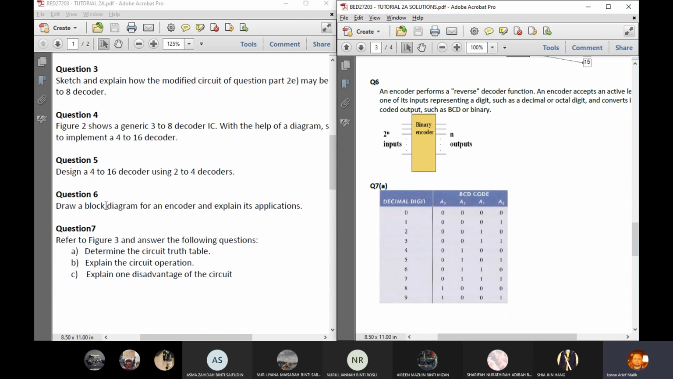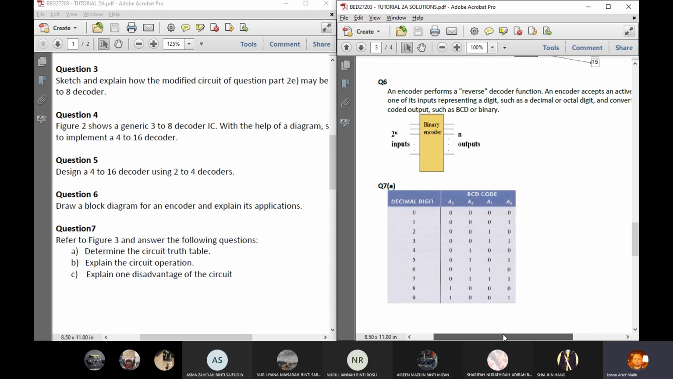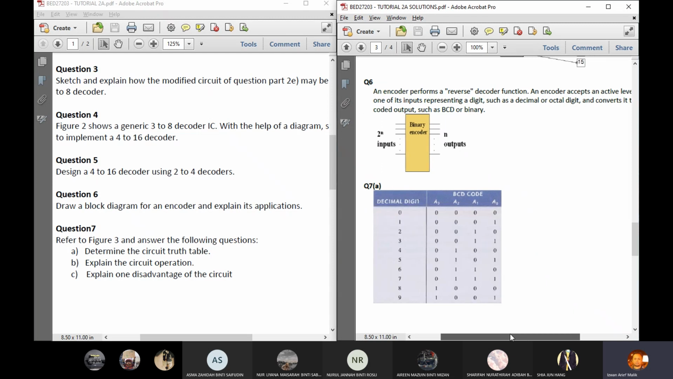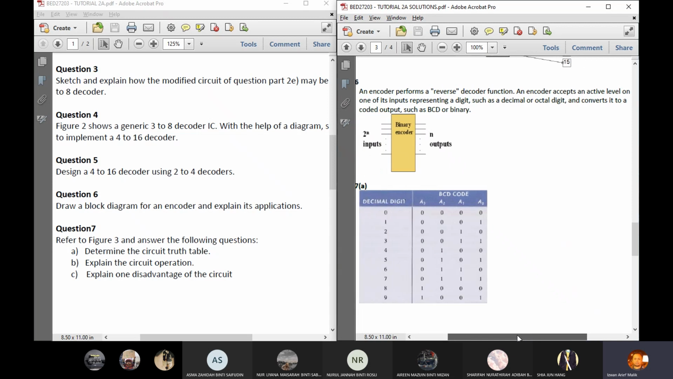Number 6, draw the block diagram of an encoder and explain its application. So this is the diagram. You may find them in my notes as well. An encoder performs a reverse decoder function where it accepts an active level on one of its inputs representing a digit such as a decimal or octal. So the input is in the form of whole numbers, the numbers we use every day. And then it will convert it into a coded output such as BCD or binary.